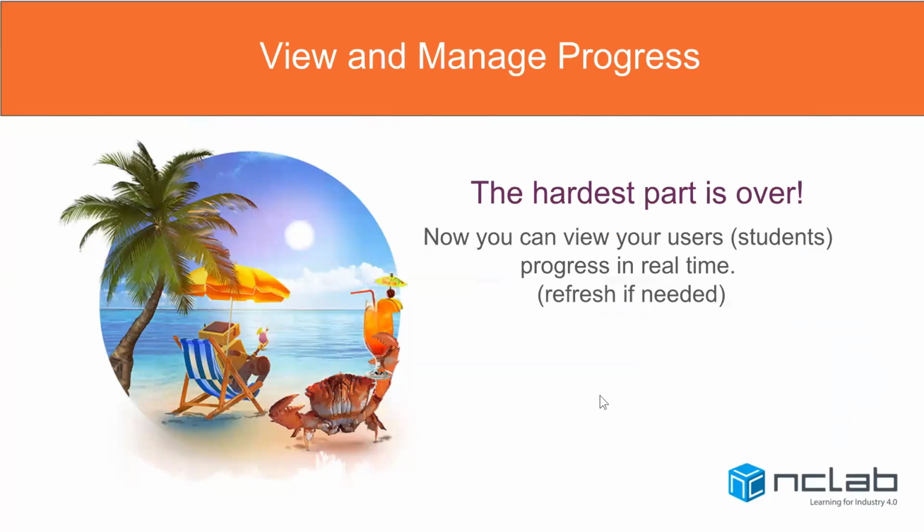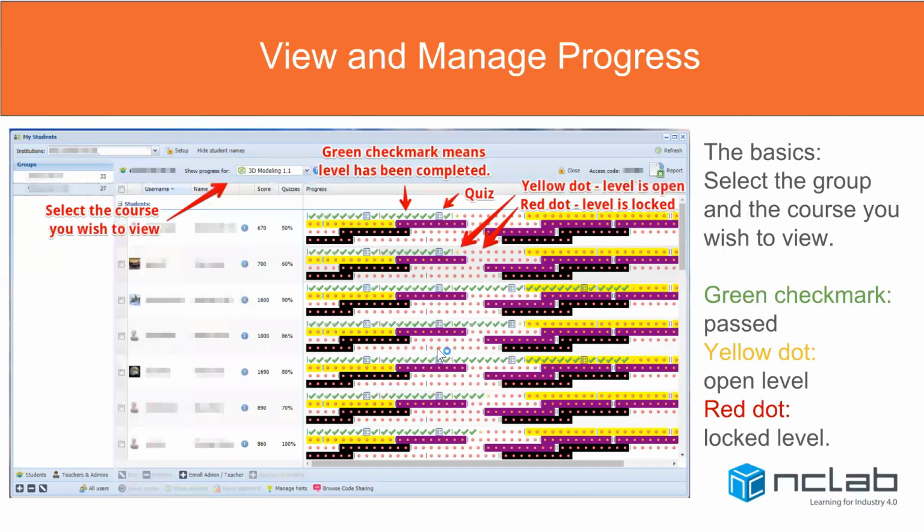Now you can view their progress, and what's really a great feature of NCLab is it's real time. So as they're working away, you'll see this data generate. This is from a camp we did in January, and I blurred out all the information to make it anonymous. What you'll see are green check marks for every level that's completed.